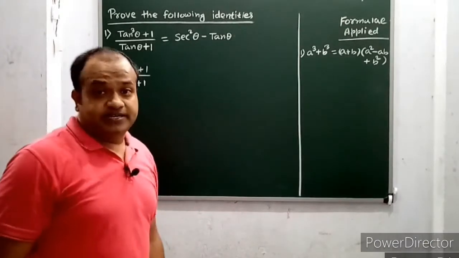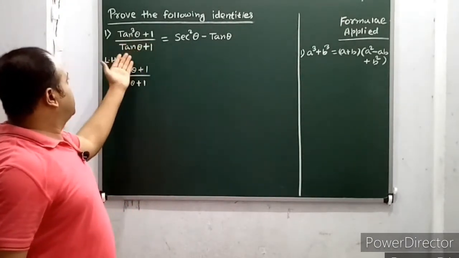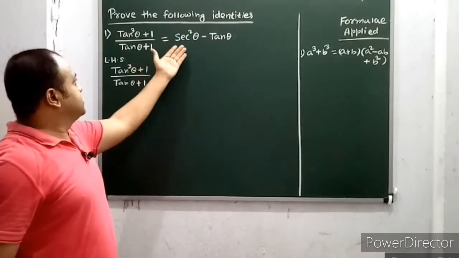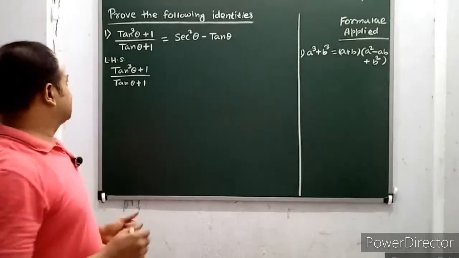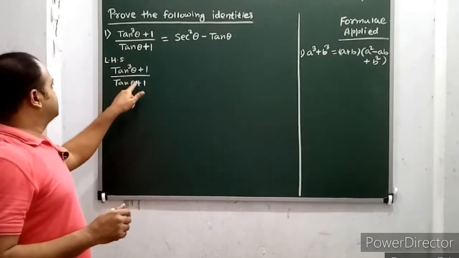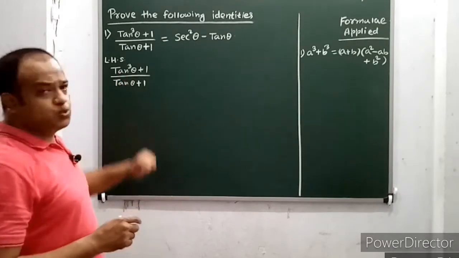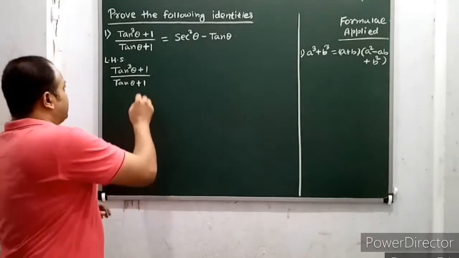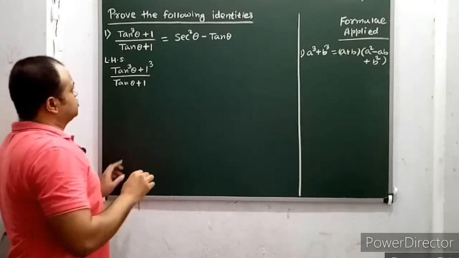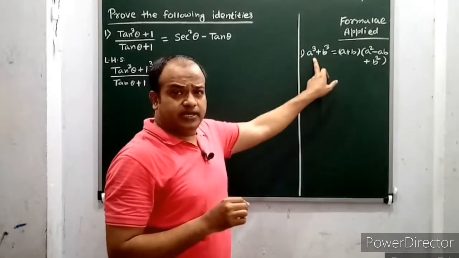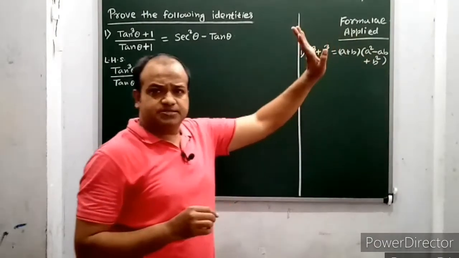Well, the first sum on identity is you have to prove tan cube theta plus 1 by tan theta plus 1 is equal to sec square theta minus tan theta. Before I start solving, first I will write the left hand side. Now see what we are saying here. It is tan cube theta plus 1. If I write 1 as 1 cube, so that I can apply the formula a cube plus b cube, that is a plus b into a square minus ab plus b square.